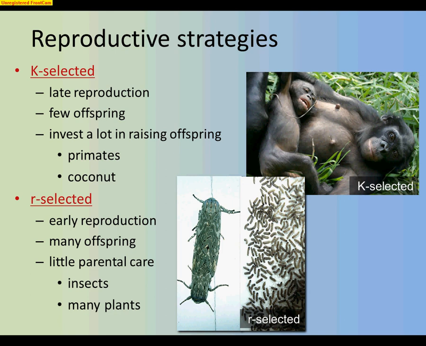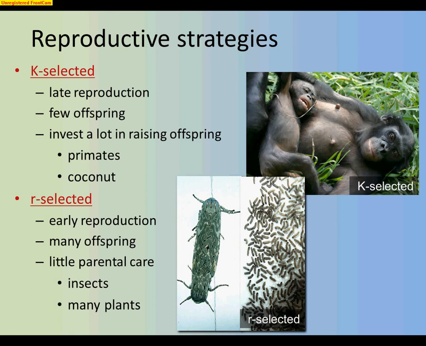So K-selected, I like to think of kangaroos or think of humans for this one. We reach our reproductive maturity very late in our lifetimes compared to others. We only produce a few offspring at a time, and we have an investment in raising that offspring. We will keep that baby with us, legally for humans, for 18 years. We will teach. There's a lot of learning that goes into raising offspring for a K-selected individual.